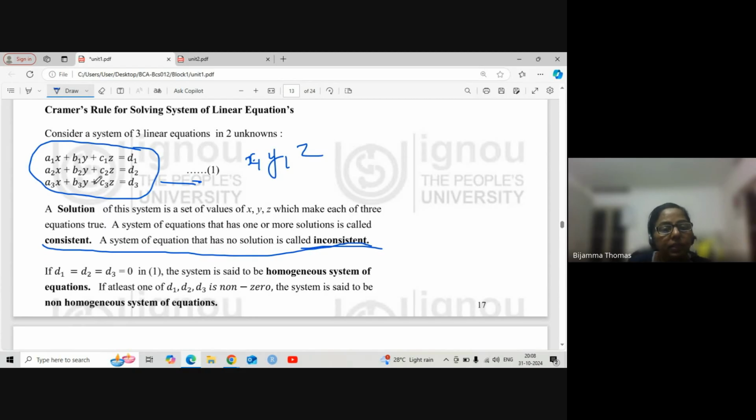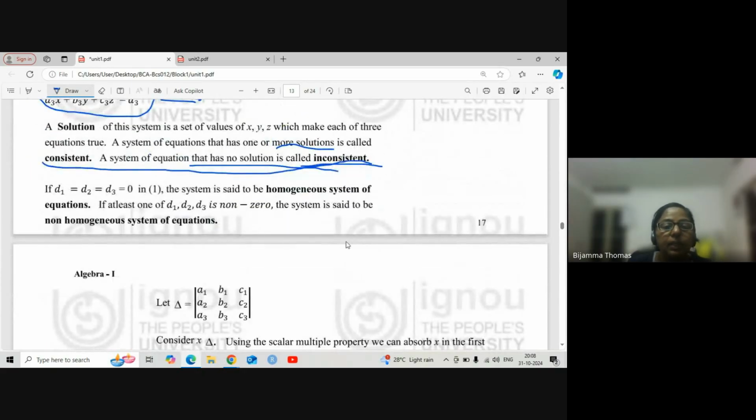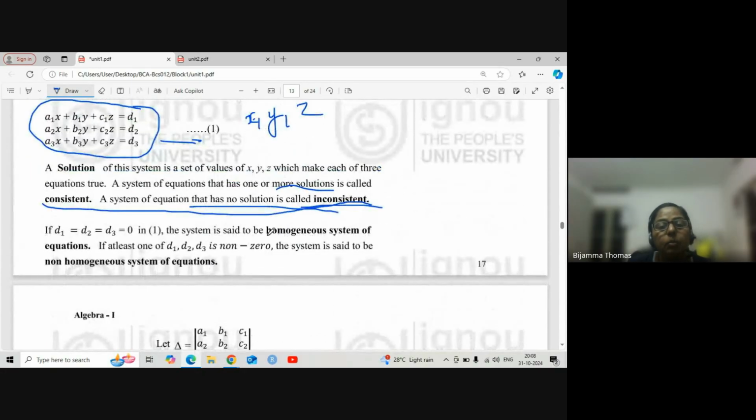If there exists a solution, we say that the system is consistent. A solution may be unique or there may be more than one solution. Anyway, there exists a solution. And when the system has no solution, we say that the system is inconsistent. Now come to another term, homogeneous system.